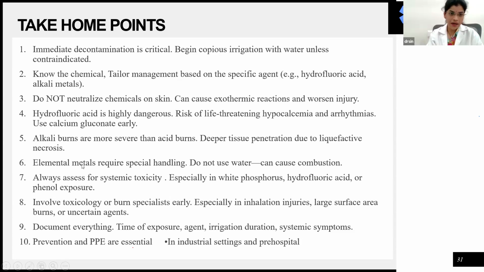And in case of elemental metals, they require special handling, and we should not be using water for irrigating them because that can cause combustion. So removal of such metals is the key, and usage of mineral oil can be done additionally. And then the next point is always assess for systemic toxicity, especially in white phosphorus, hydrofluoric acid, or phenol exposure, and involve toxicology or burn specialists early, especially in inhalational injuries, large surface burns, or uncertain agents. And document everything: time of exposure, agent, irrigation, duration, and systemic symptoms.